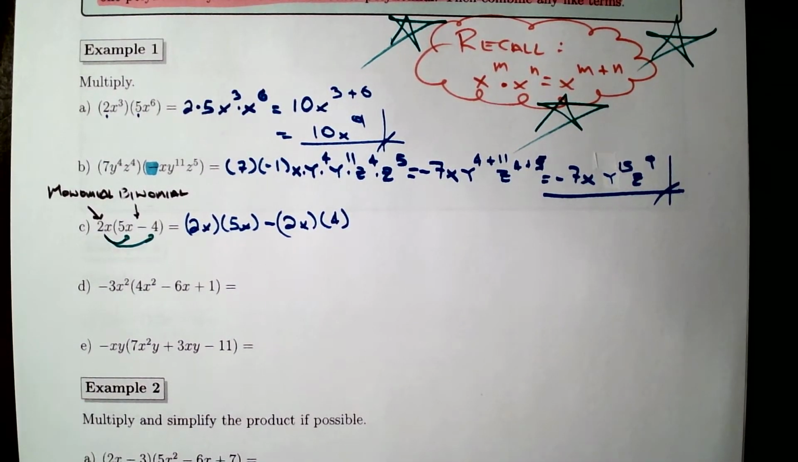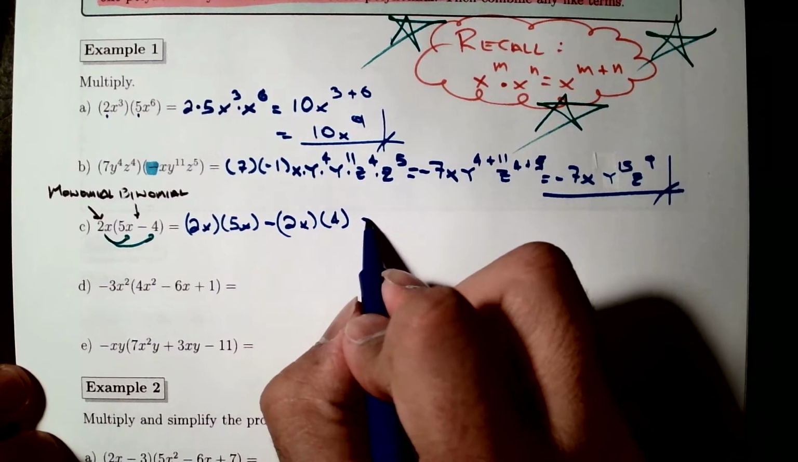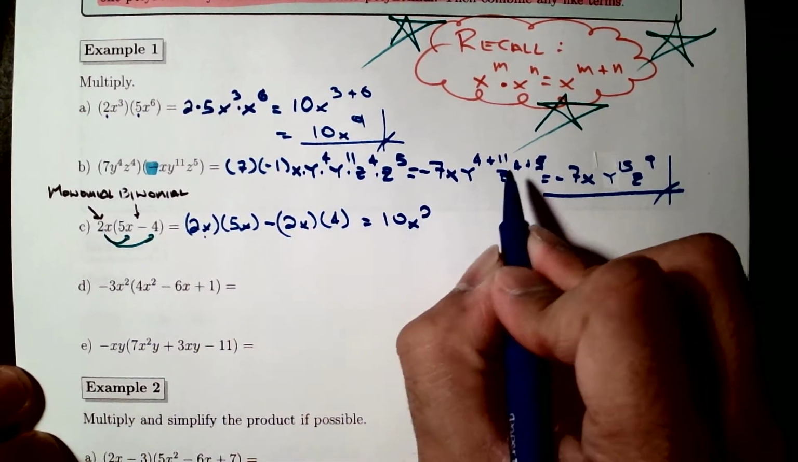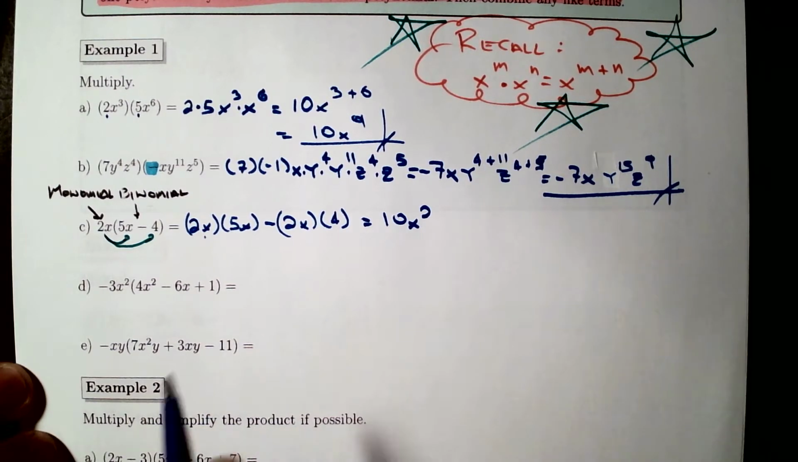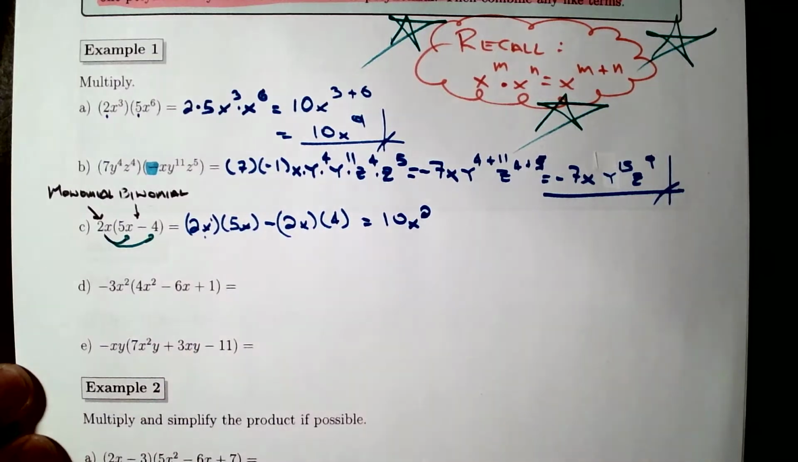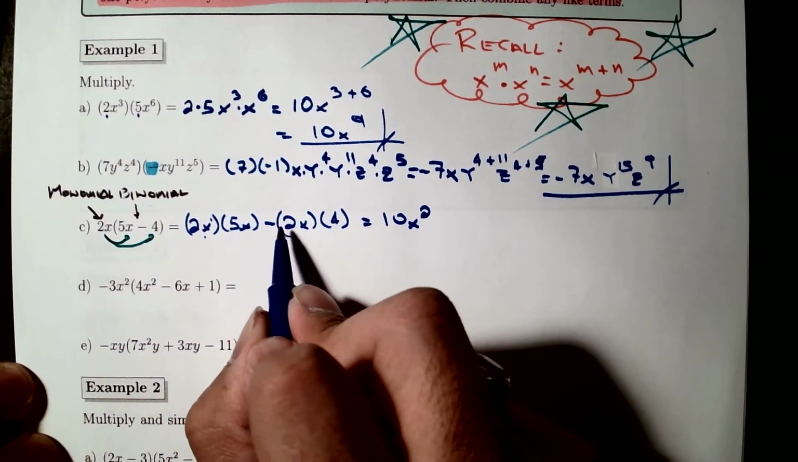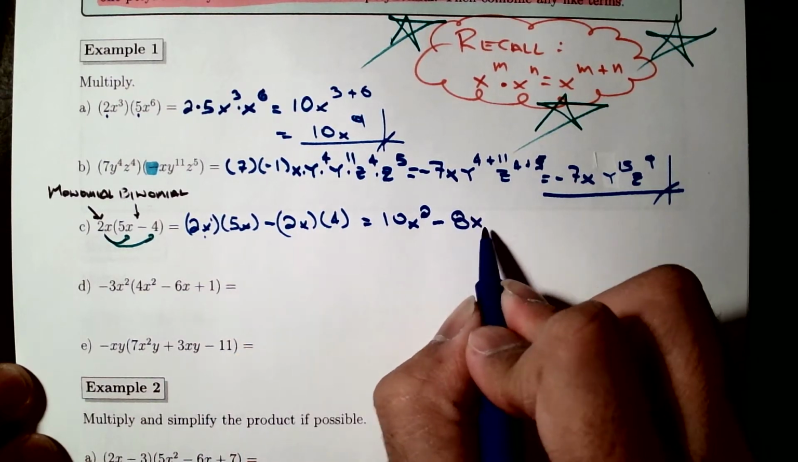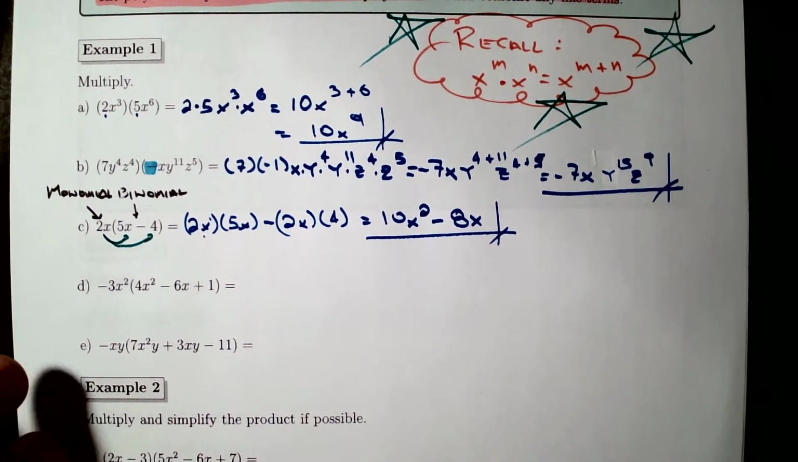Okay, so in this case 2 times 5, that's 10, and then x times x is going to be x squared. I'm not going to write this 1 plus 1 anymore; I'm just going to add the exponents as I go. And then minus 2 times 4, which is 8x. Final answer.